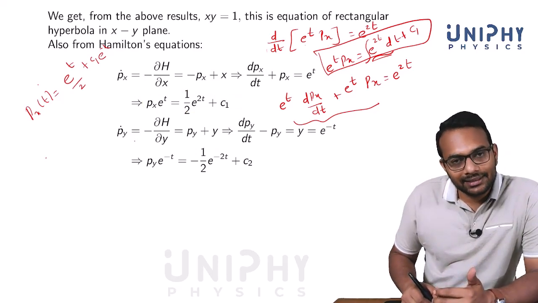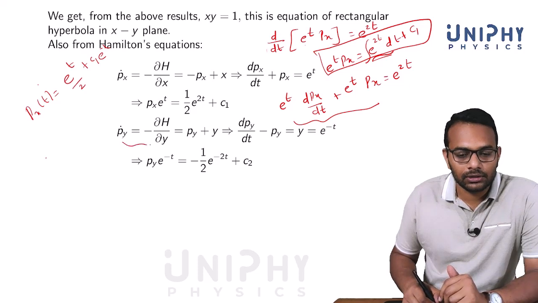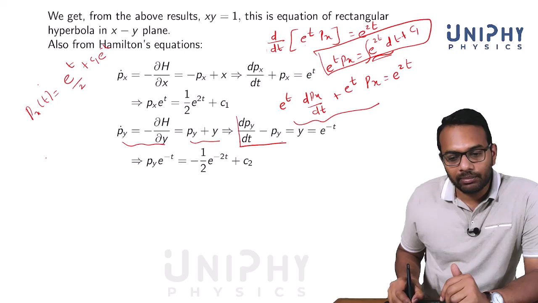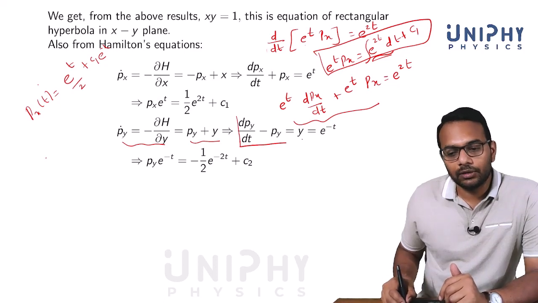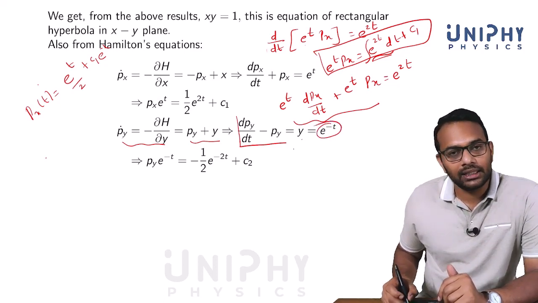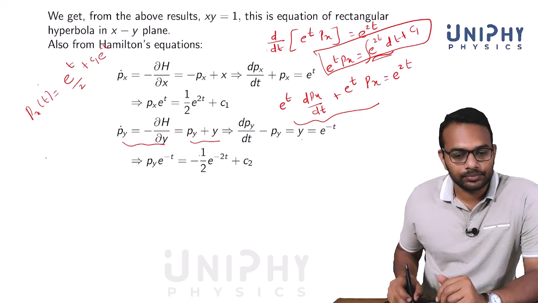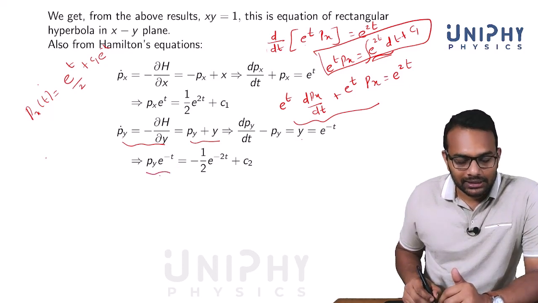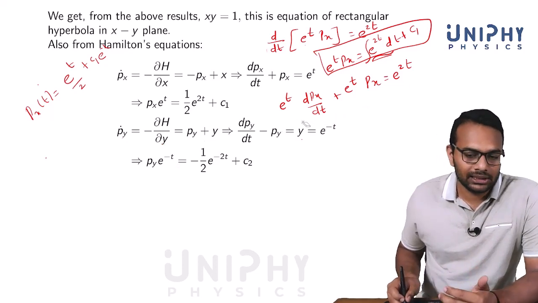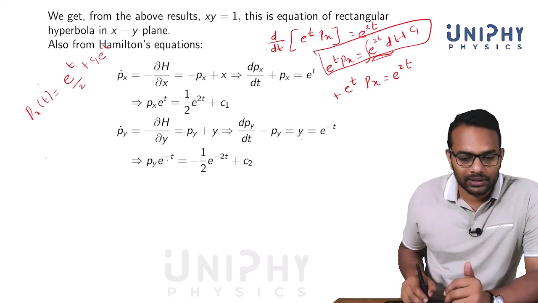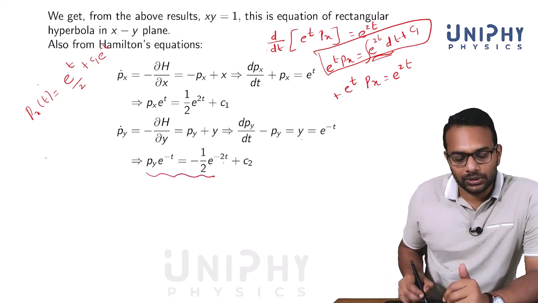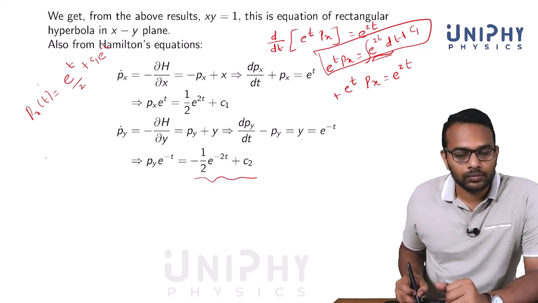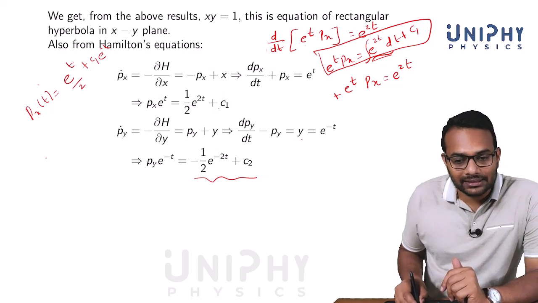Similarly, in exactly the same way you find py dot. Py dot is minus dou x by dou y, which is py plus y. This means the equation is dpy by dt minus py is equal to y. And what's y? We have already found y to be e raised to minus t. Now again you can use the integration factor idea here and then you integrate it. It's exactly the same method that we did before. So it's py e raised to minus t is equal to minus 1 by 2 e raised to minus 2t plus c2. Now we need to fix this c1 and c2.